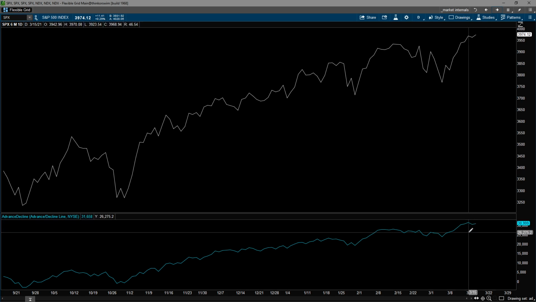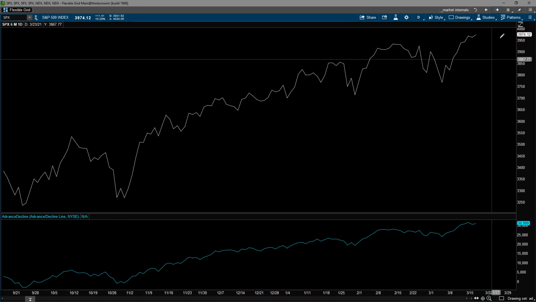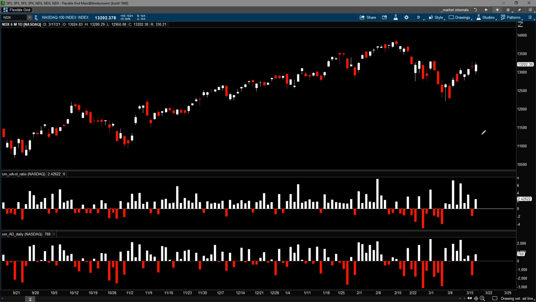So this kind of tells us that maybe in the coming day we might see a little bit of a pullback or consolidation, letting the market rest a little and giving the other sectors a chance to regain their momentum, right? So let's go and take a look at the NASDAQ.